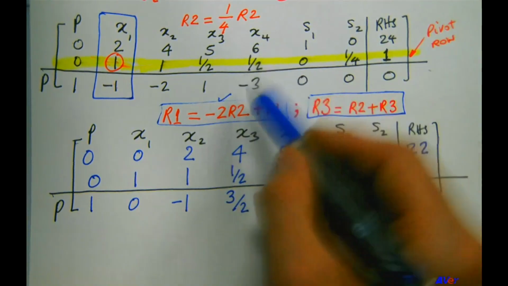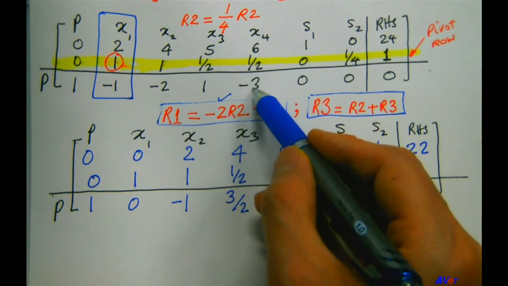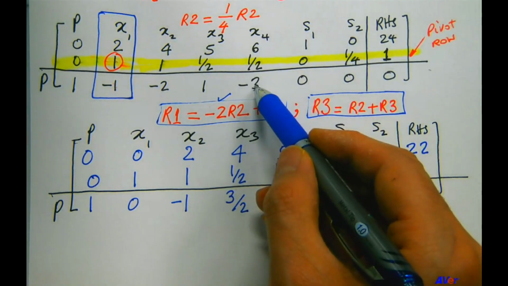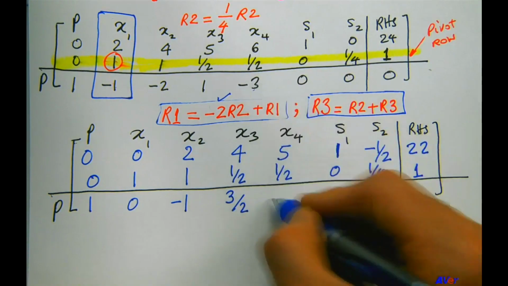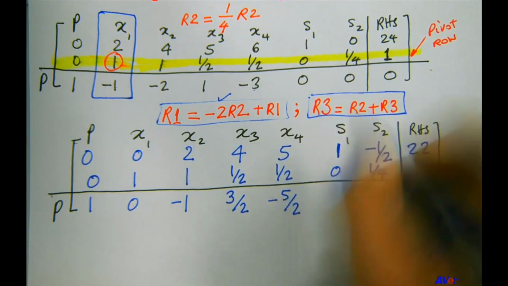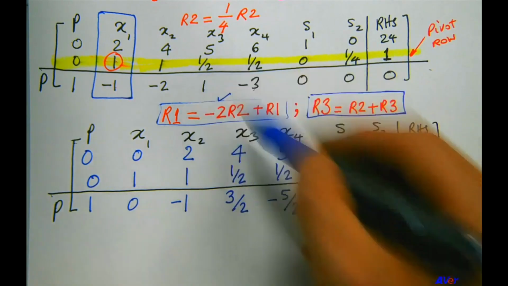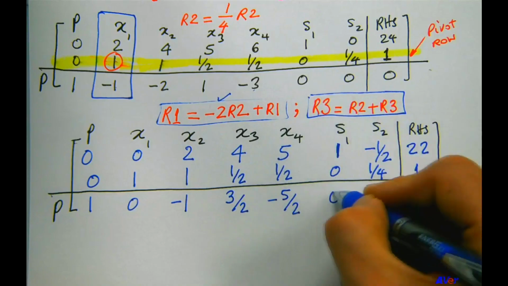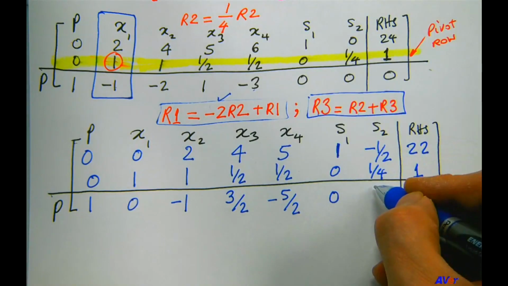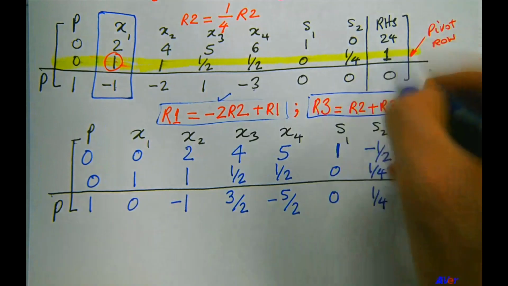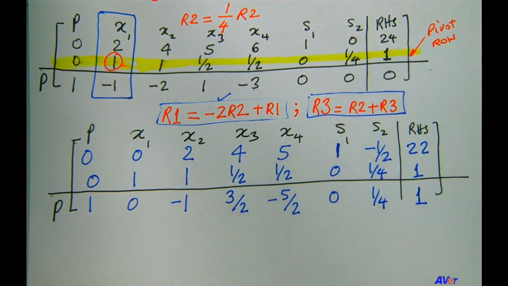1/2 plus negative 3, right? So that's minus 2.5, which is minus 5 over 2. 1 plus 0, let's see, so 0 plus 0 is 0. 1/4 plus 0 is 1/4. 1 plus 0 is 1. Okay, so I'm just going to double check very quickly. Yep. Okay, so now are we done?